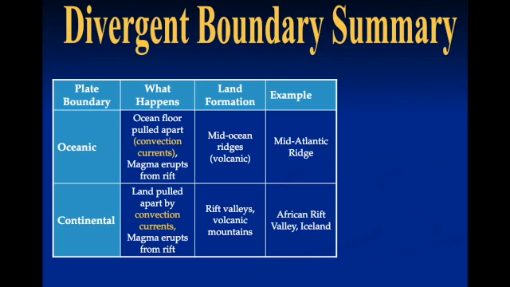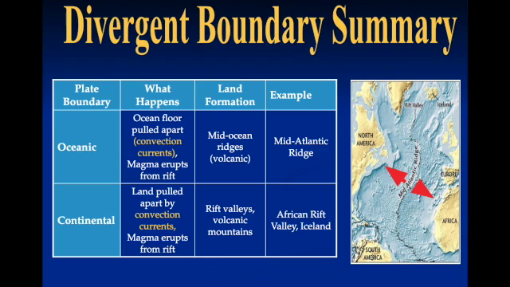But volcanic mountains and rift valleys, those are the two land formations that are in a divergent boundary. Our example of those, the African Rift Valley. So the African Rift Valley is in East Africa, and I'll show you a picture right here in a moment. And then Iceland. And Iceland's unique because Iceland also is on the Mid-Atlantic Ridge. And so we'll talk about Iceland a bunch later. There's the Mid-Atlantic Ridge, right through the middle Atlantic Ocean between the North American plate and the Eurasian plate.